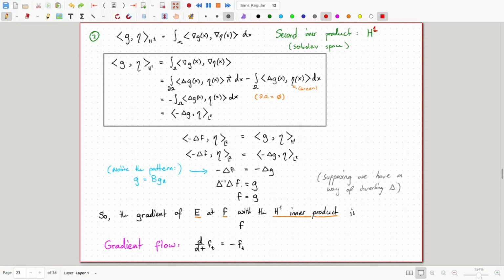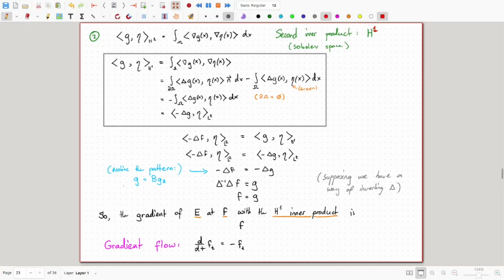We invert the Laplace operator and it's going to cancel with this left-hand side. Eventually we get f is equal to g, so our gradient vector is equal to function f. And this is not super weird. In Rn, it's like saying that the gradient of some function f evaluated at x is equal to x. That's basically what this is saying, or something akin to that.